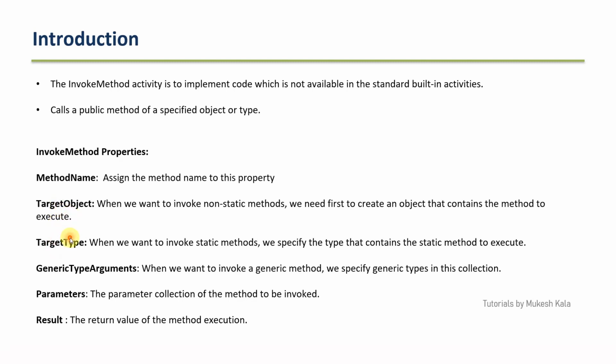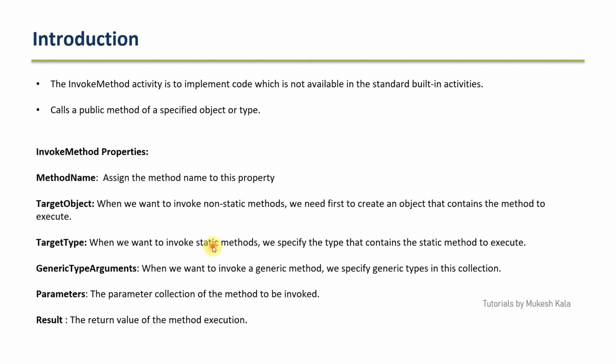Now the question arises, why is that so, right? If you read this description, it simply says that target object is used when you want to invoke non-static methods, whereas target type is used when you want to invoke static methods. For those of you who are coming from a .NET or a C# background, you might understand that a non-static method is something where we need to first create an object of the class and then use it, whereas in the static one there is no need to create an object.